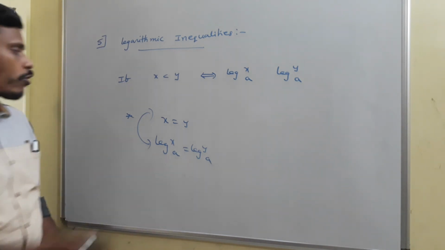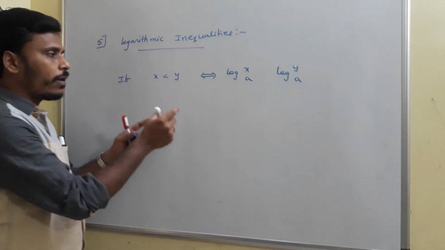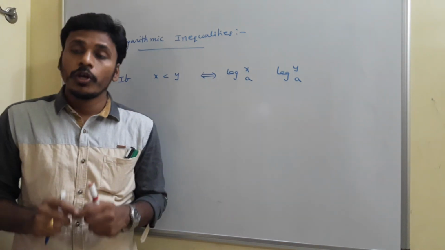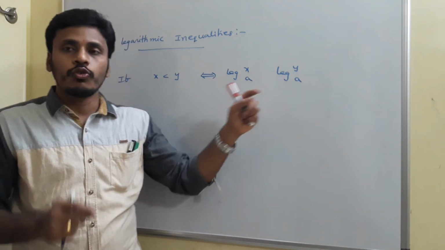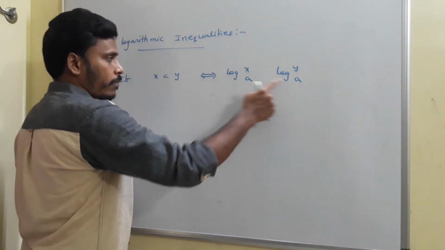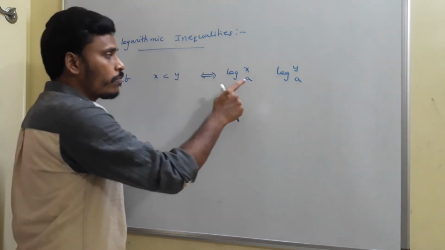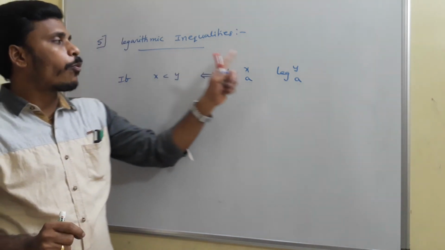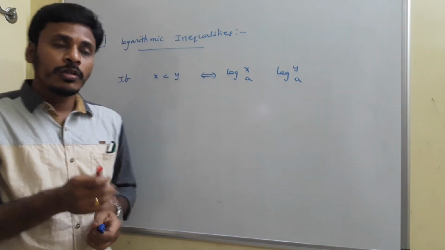But coming to the situation of inequalities, if x is less than y, then the logarithm of x to the base a and the logarithm of y to the base a need an inequality sign between them. To decide which sign to write, you need to think about the concept of exponents again. If this base a is between 0 and 1, then you need to use the opposite sign. Whereas if this base a is greater than 1, then you need to use the same sign.